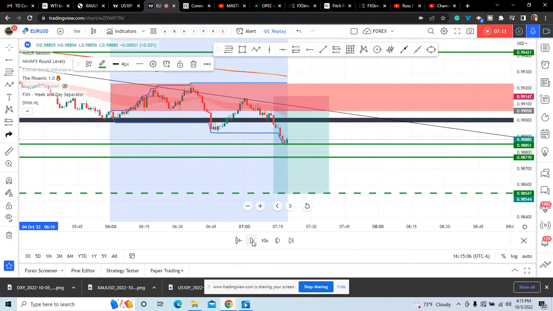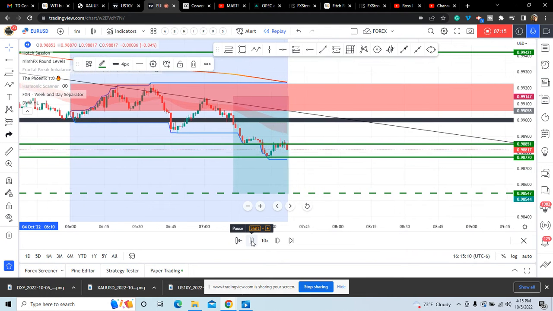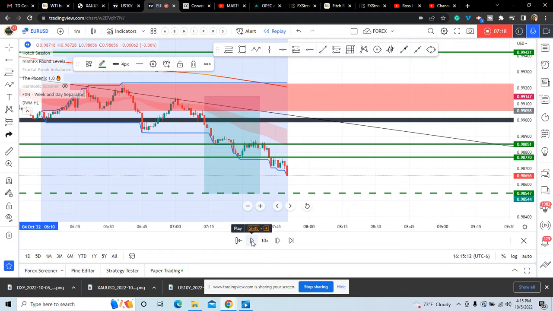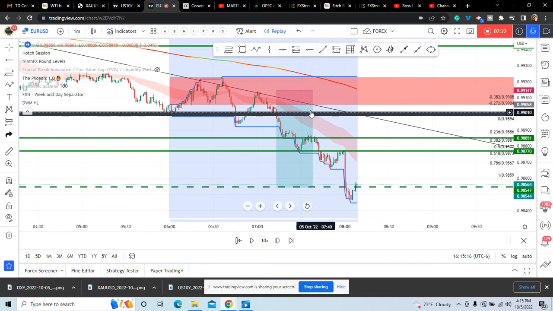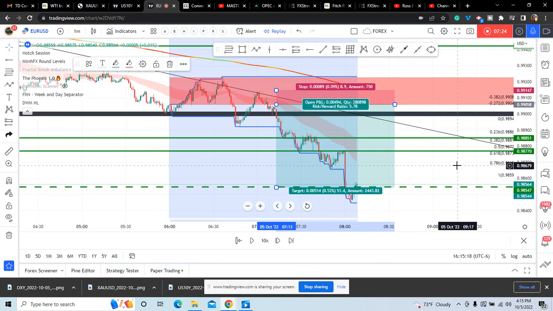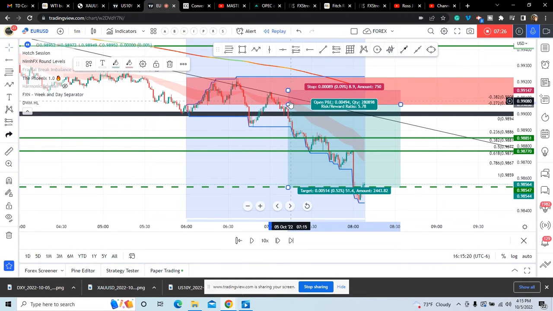Let's play this out. Might not make it to the lows. I can't remember. Right. There you go. Wash. So, 6R in an hour.